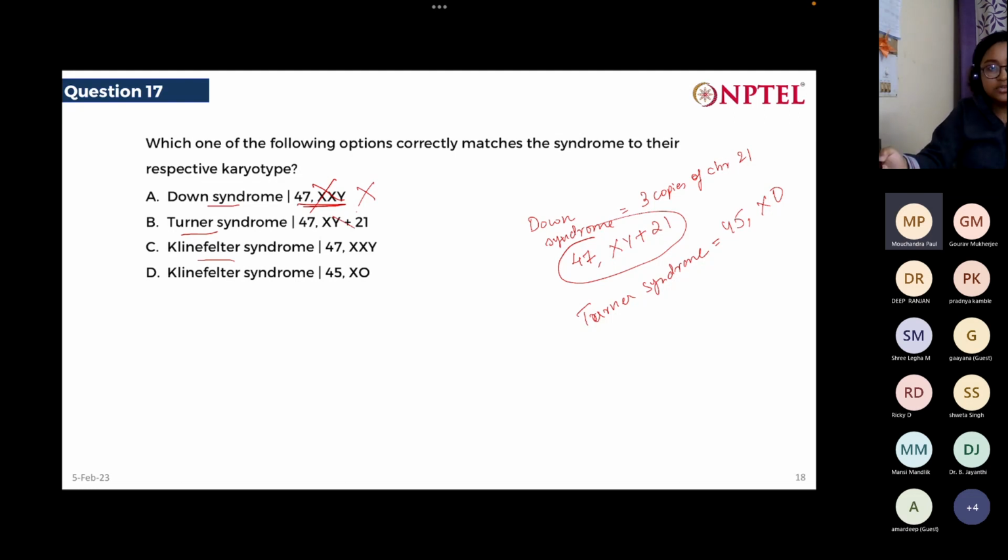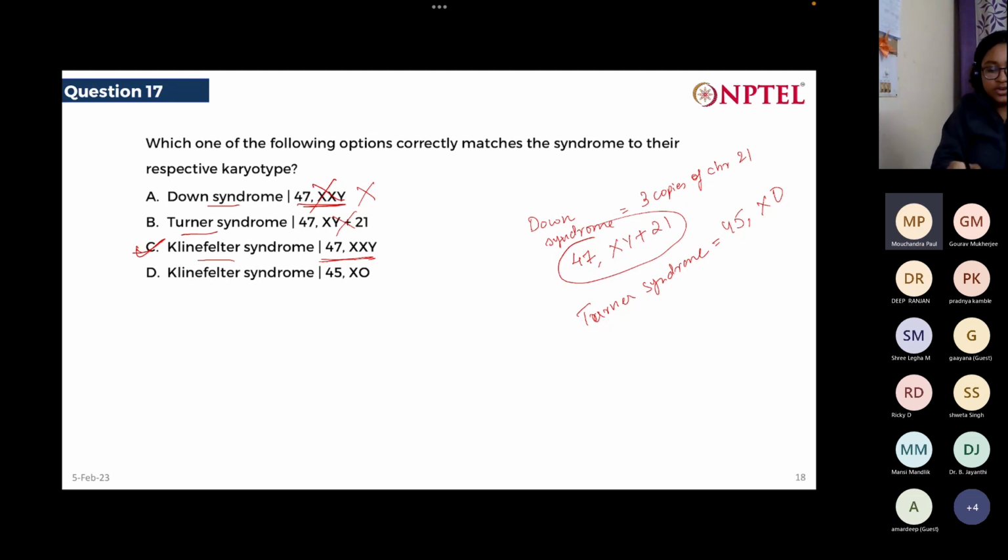Now, what about Klinefelter syndrome? Whoever has the syndrome will have one extra copy of an X or Y chromosome, coming from the mother or father. So the mother is passing on the gamete, the ovum, and instead of having one X, it has two X, and the father is giving one Y. So the person results with this kind of chromosome combination. It has one extra sex chromosome, either X or Y, you can say. So this is the correct option here.